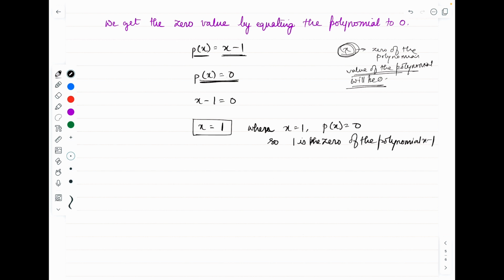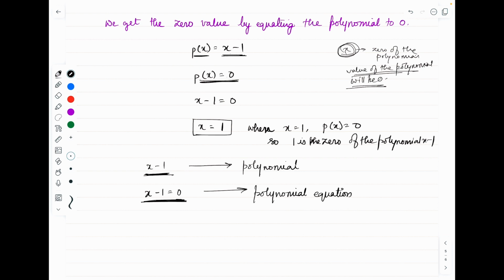Now you see, if I am writing x minus 1, this is called a polynomial. If I am writing x minus 1 equals 0, or something equals 0, or some constant, anything it can be, this is called a polynomial equation. It is called a polynomial equation.